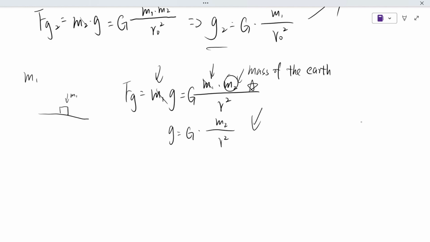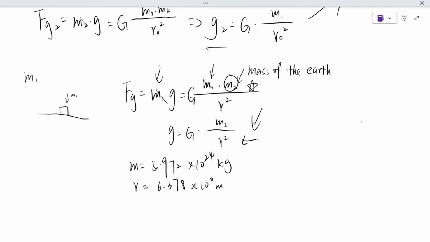So let's plug the numbers in. The mass of the Earth is, I searched it up for you, 5.972 times 10 to the 24th kilograms. And then the radius of the Earth is 6.378 times 10 to the 6 meters.